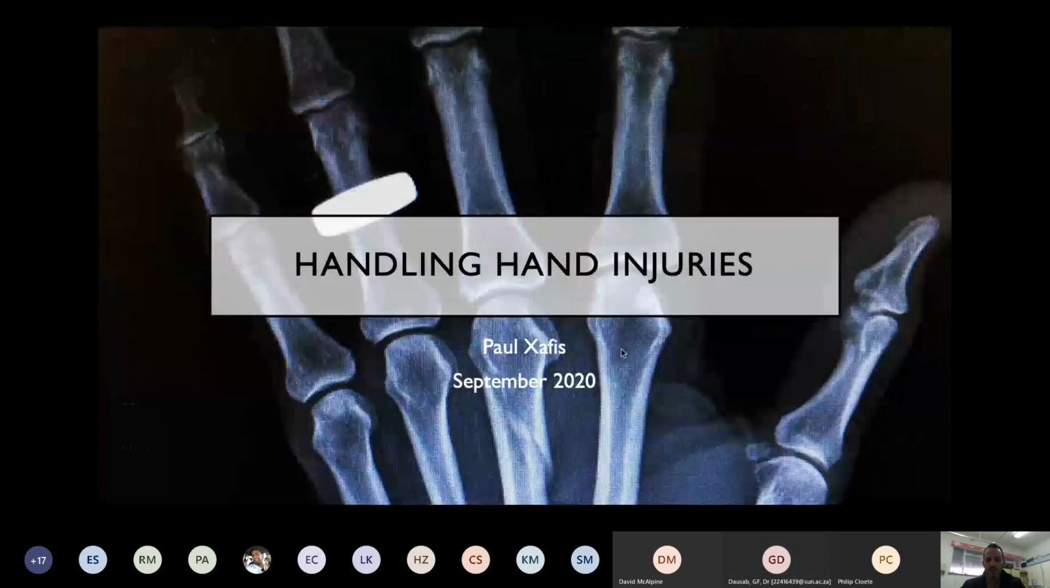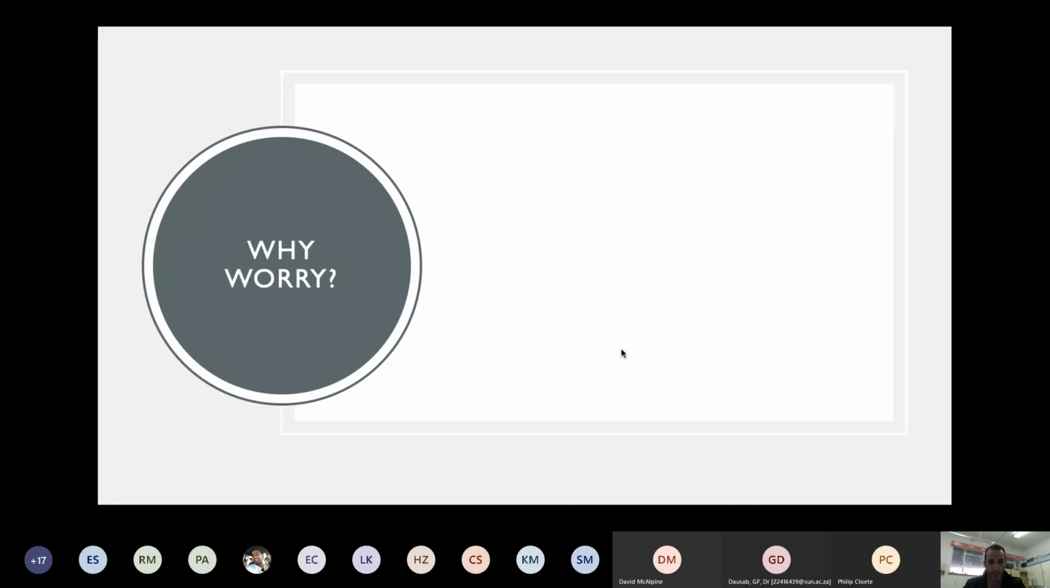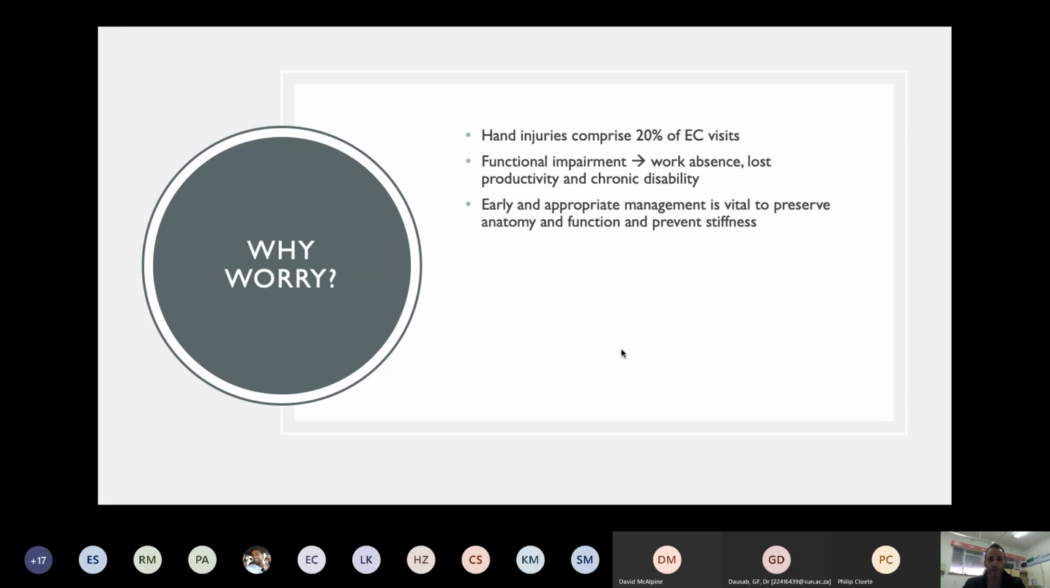Today I'm going to be talking about handling hand injuries in the emergency center. It's quite a common thing that we see, and I think everyone, irrespective of your level of training, needs to know how to handle hand injuries. So why do we worry? Well, hand injuries comprise 20% of EC visits. They're very important in terms of function because hand injuries lead to work absence, lost productivity, and chronic disability. Early and appropriate management is vital to preserve function, obviously anatomy, and prevent stiffness later on.